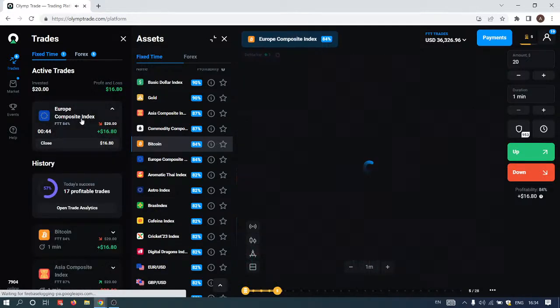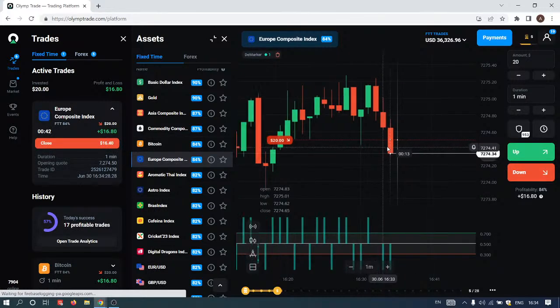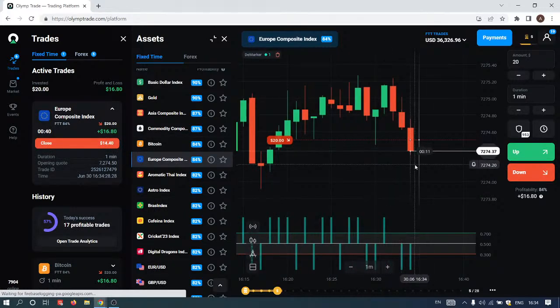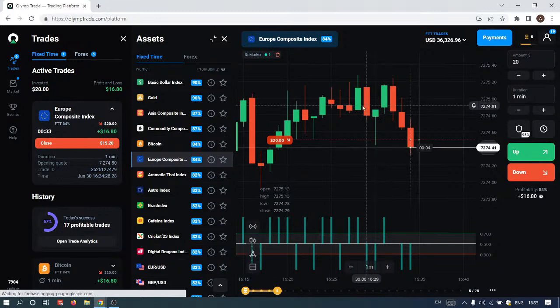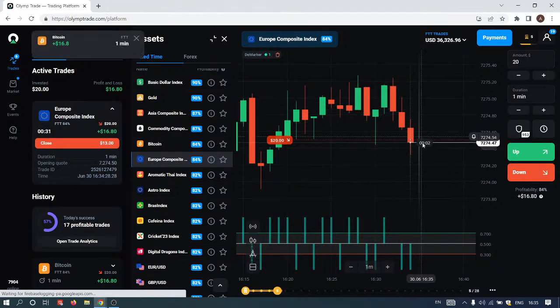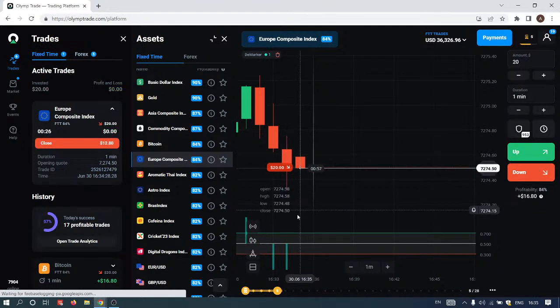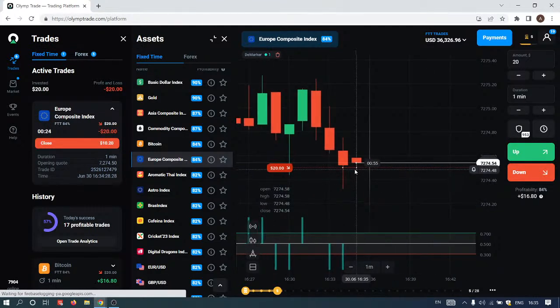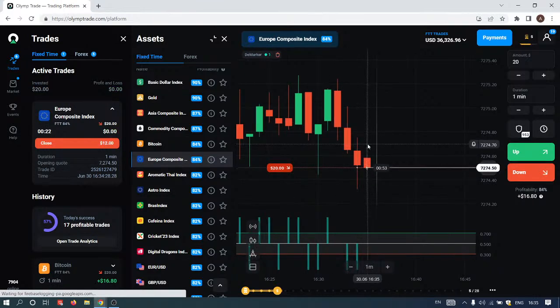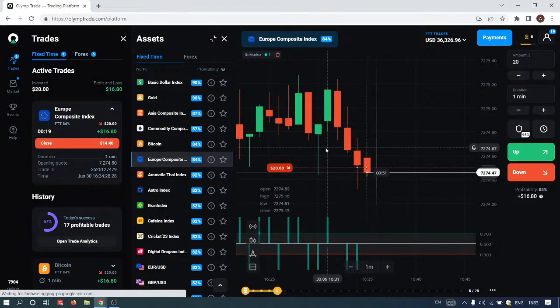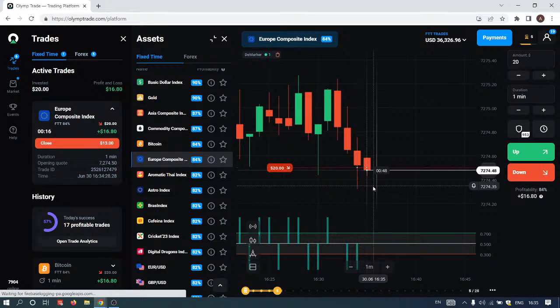nice profit on Bitcoin. Okay, guys, I think I will open maybe 3 or 4 more trades before I finish. And now I have time to answer some questions. Okay, let's wait for a new signal according to the strategy. Europe Composite Index. Let the new dash appear.